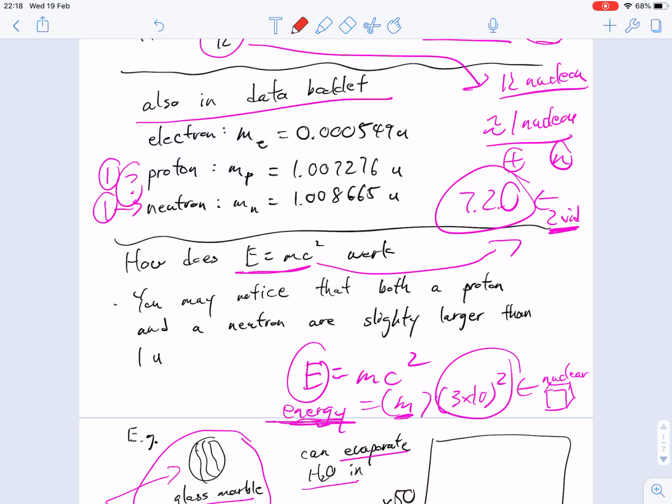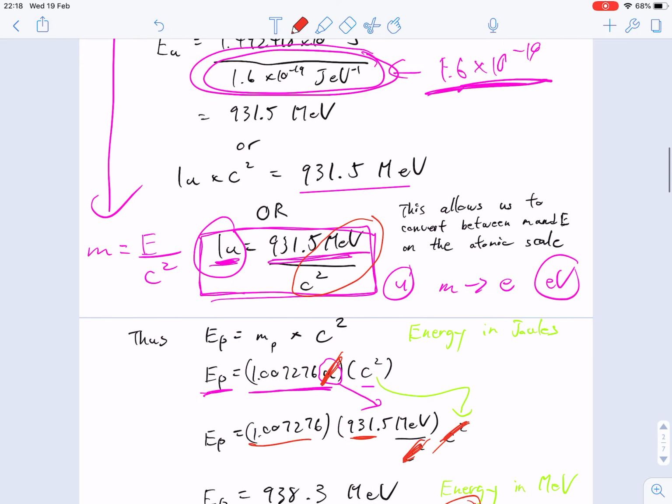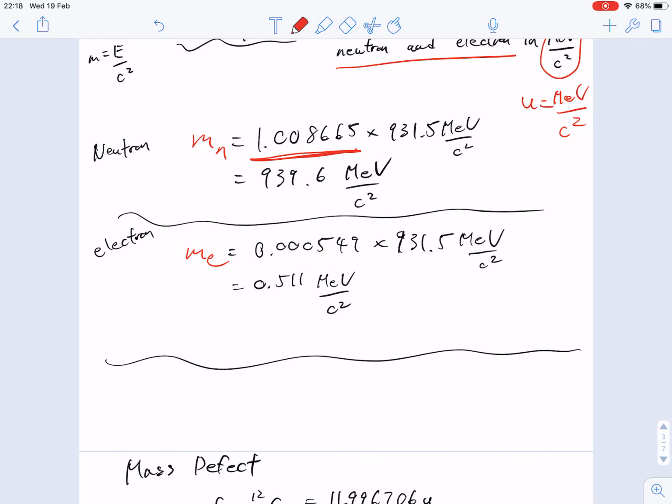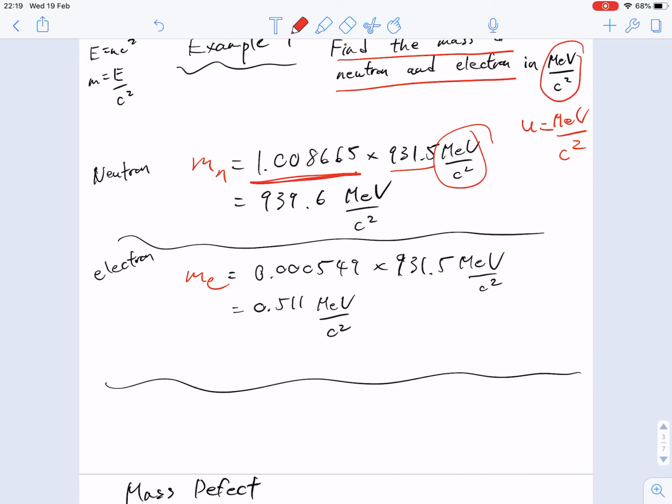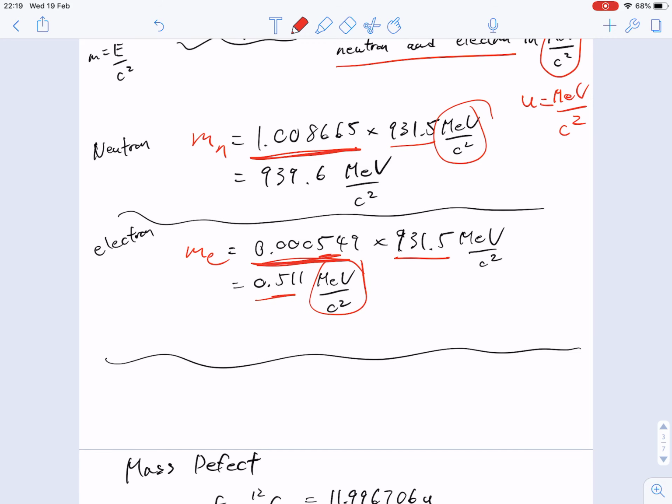So we're taking these values here, neutron, 1.008665. Multiply that by our constant, and we automatically get our MeV over c squared. Likewise with the electron, this you can look up in your data booklet. I'm not going to scroll back up. Multiply that by 931.5, and you'll get your value in mega electron volts over c squared. And of course, this could be converted back to U.